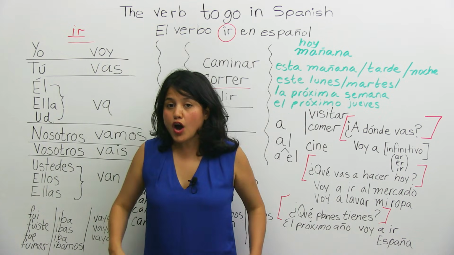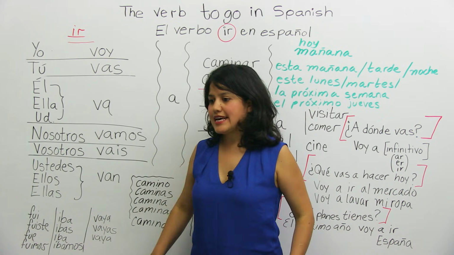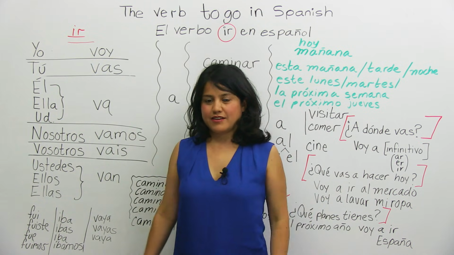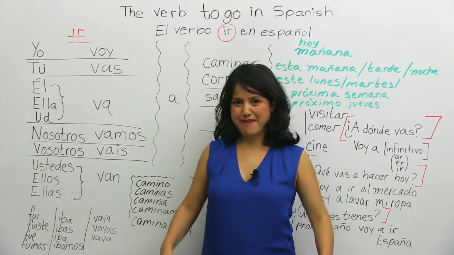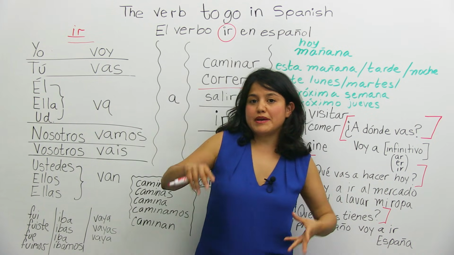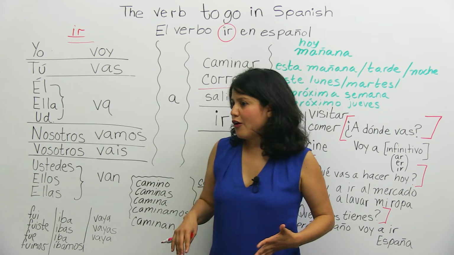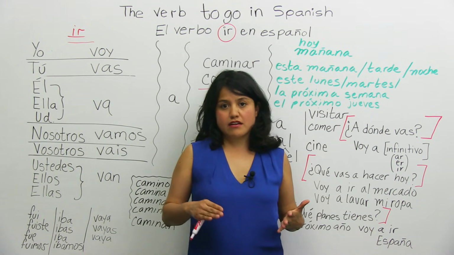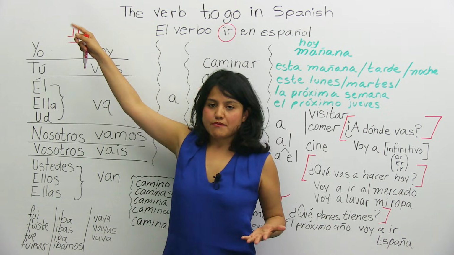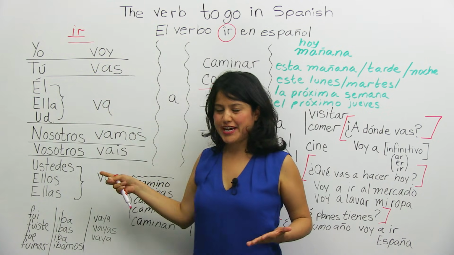When I say I go, in Spanish I would say yo voy. When I say he goes, in Spanish you're going to say él va. When I say she goes, ella va. Do you understand? So this is why this verb is a little bit irregular. And this verb is irregular and rebellious not only because the root form, the infinitive form, is a little bit different when we conjugate it.